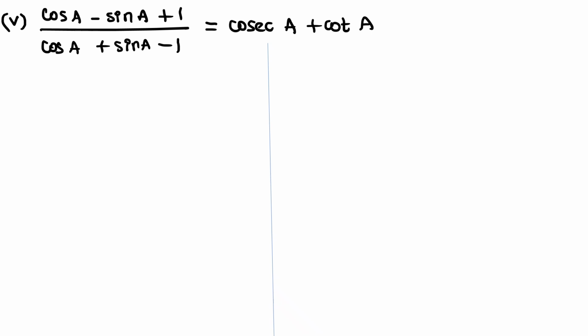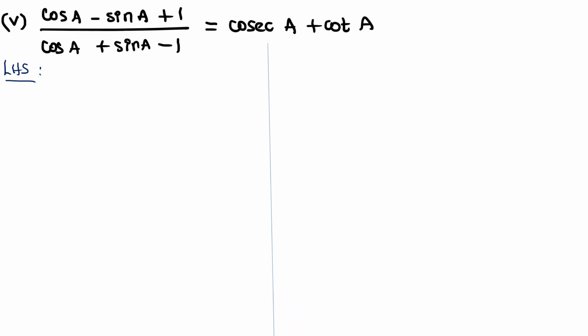So in this problem, we are going to see that (cos A minus sin A plus 1) by (cos A plus sin A minus 1) is equal to cosecant A plus cot A. So first let's consider the LHS. The very first step, you will divide the numerator and denominator by sin A.